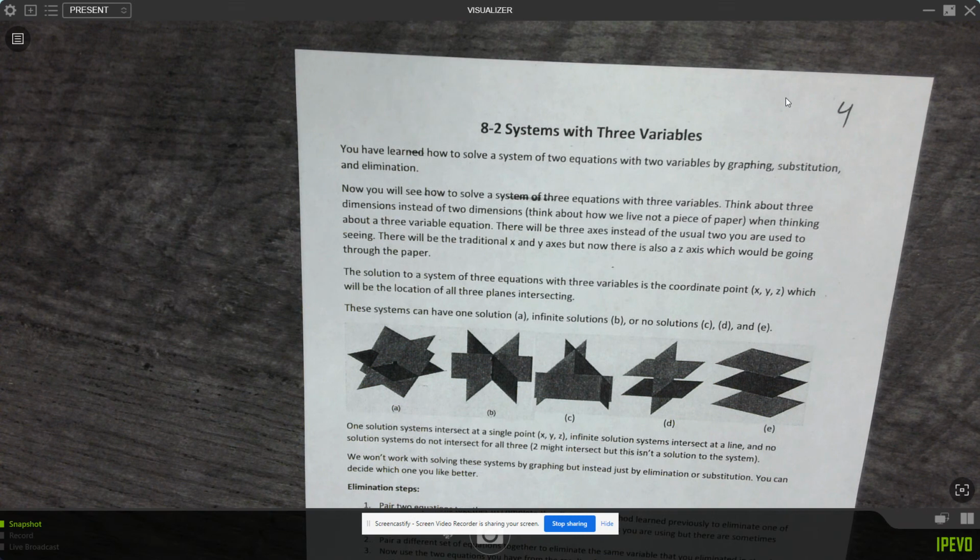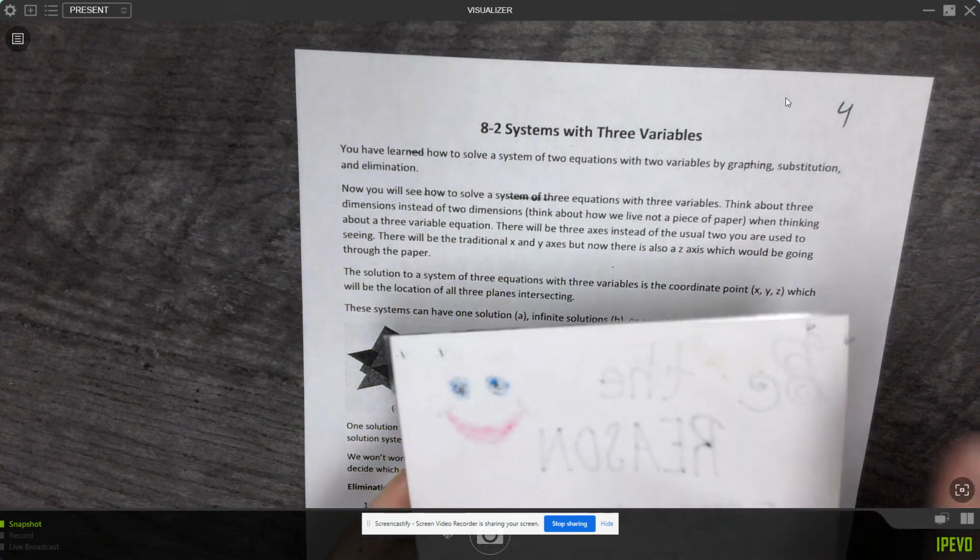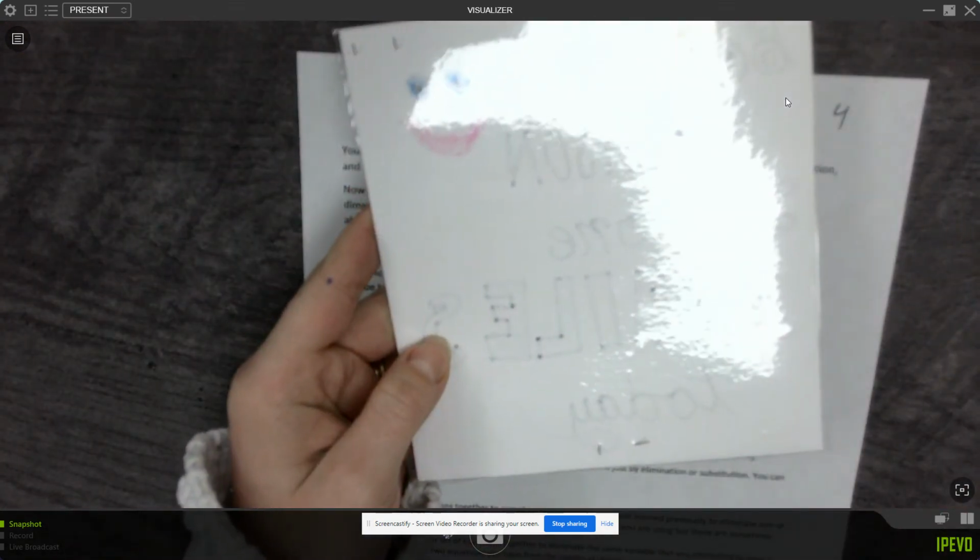So with that in mind, first things first is we can't solve these by graphing. There's not a way to three-dimensionally graph these systems. These equations, because they're three variables, are not a line, they're a plane. So it's like a wall or the floor or this piece of paper is what that equation forms.